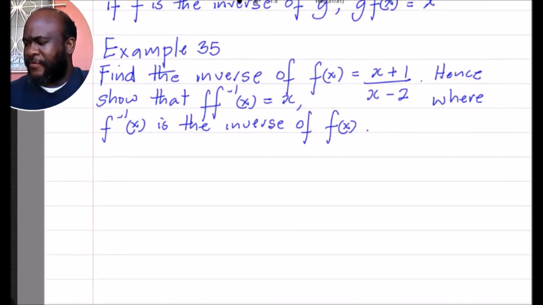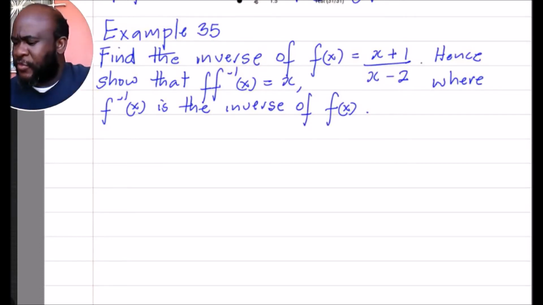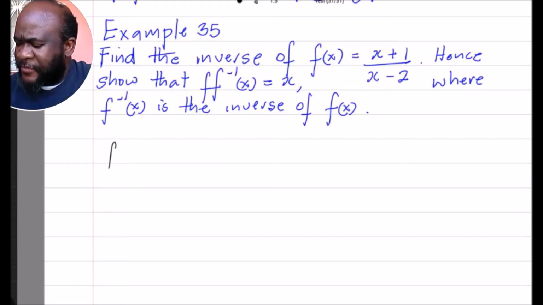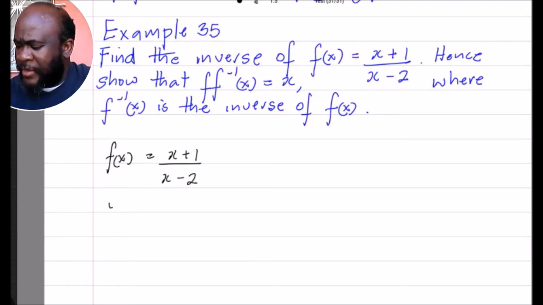Example 35. In example 35, we're asked what? Find the inverse of f of x, which is x plus 1 over x minus 2. So we have f of x is equal to x plus 1 over x minus 2. Step 1, take out f of x and say y is equal to x plus 1 over x minus 2.